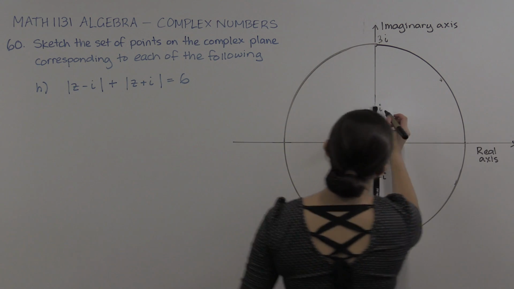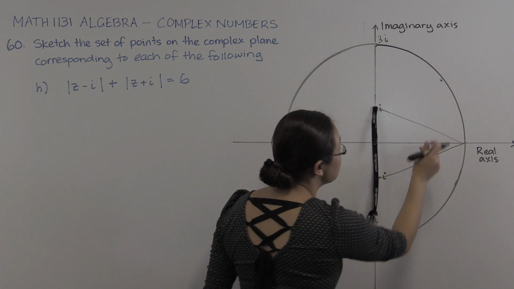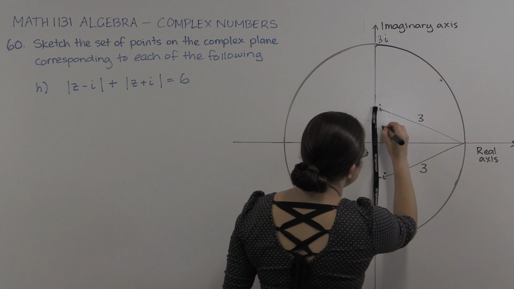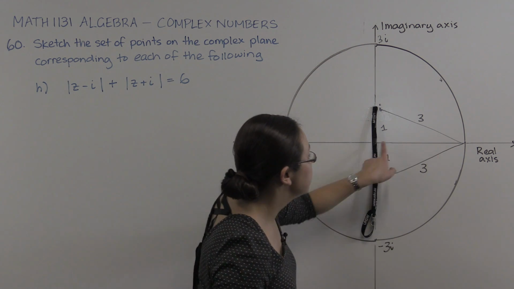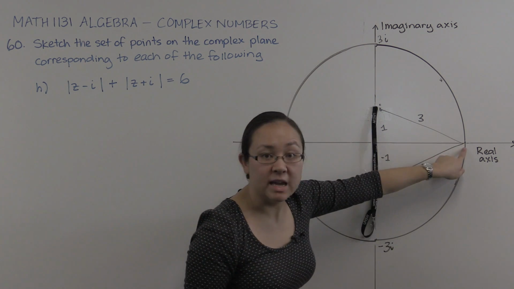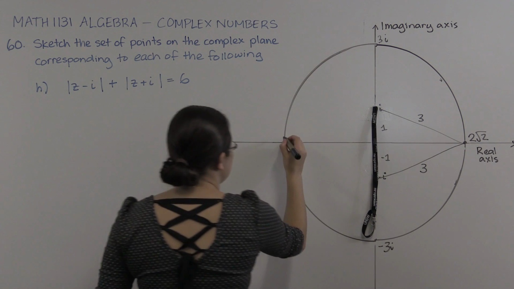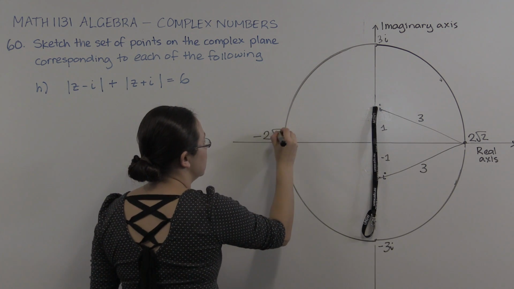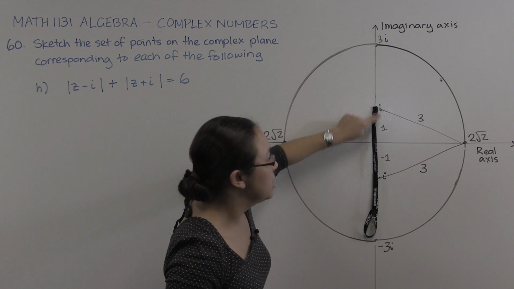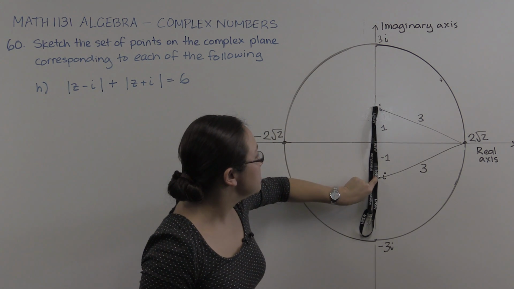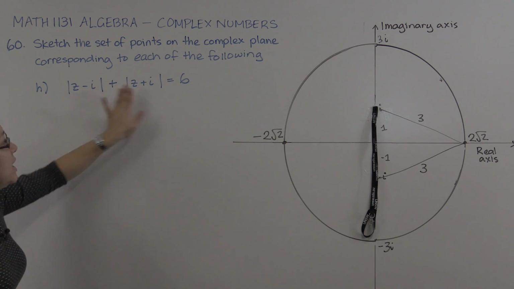Okay, now we need to work out what this point is over here. Well, whatever it is, this distance plus this distance has to equal 6, but they're equal, so they must be 3 each. I know this is 1, because that's to I and to minus I. So Pythagoras gets us that this distance here is the square root of 8, or 2 square root 2. So this point on the real axis must be 2 square root 2. This point over here must be minus 2 square root 2. So this is actually an ellipse. The foci of this ellipse are actually I and minus I, if you know those features about an ellipse. But essentially this is our sketch of all the points in the complex plane where this is true.